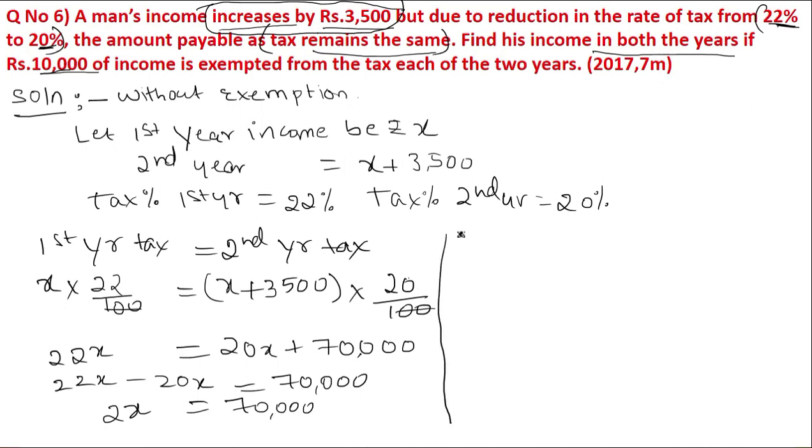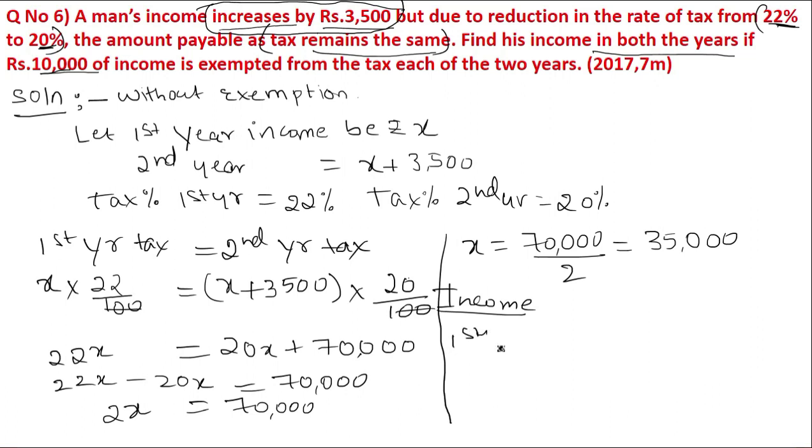So x is equal to how much? 70,000 divided by 2. How much will it become? 35,000. So what is this x? x is the first year income without exemption. Correct? So first year income, how will you write? 35,000 without exemption it is.